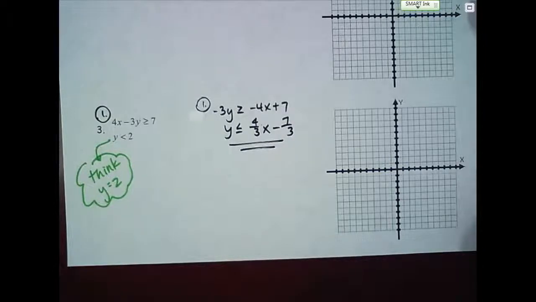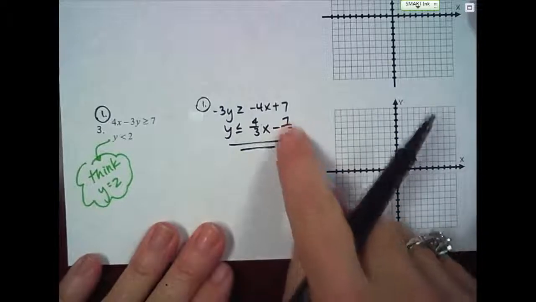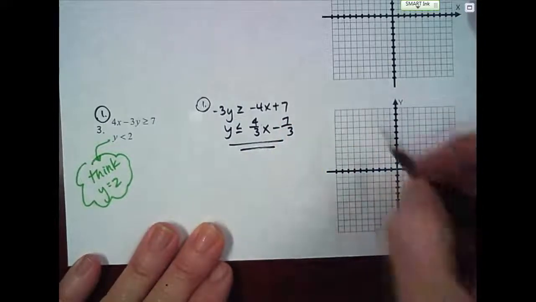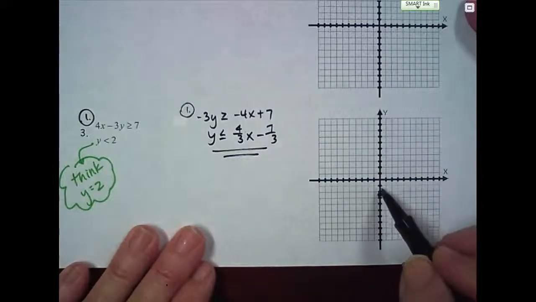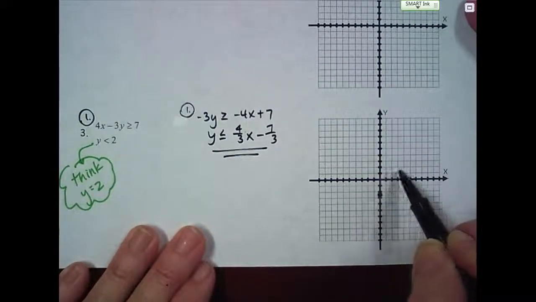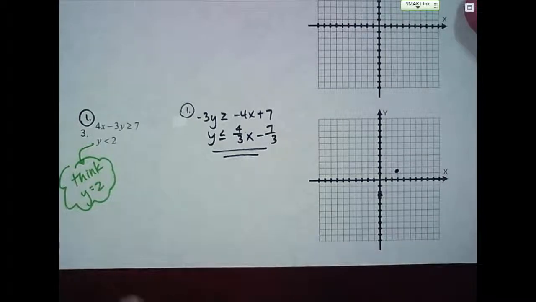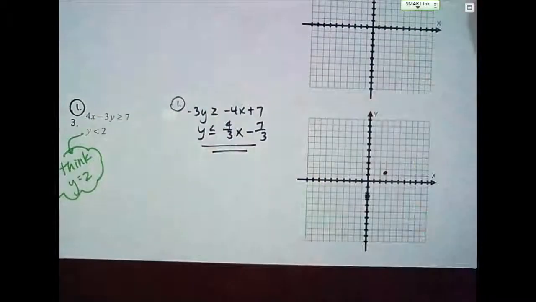Okay, so grab both and shade. And this is an approximation. 2 3's fit in, so you're going to know, okay, it's between 2 and 3. So I'm right here somewhere. You go up 4 and over 3. It's a solid line. And it's a less than, so you're going to shade down.